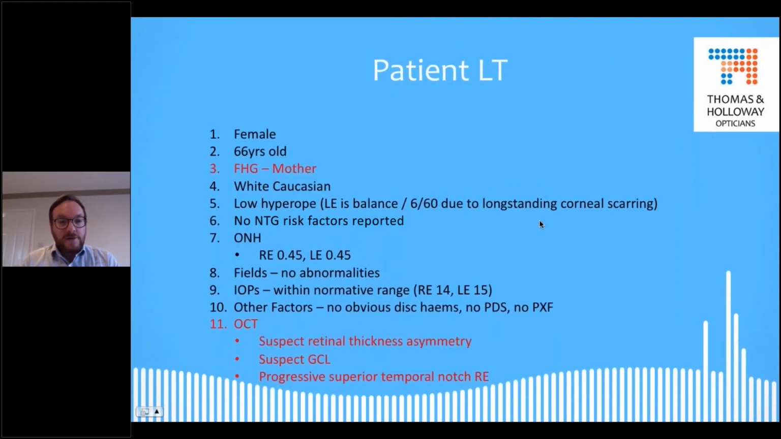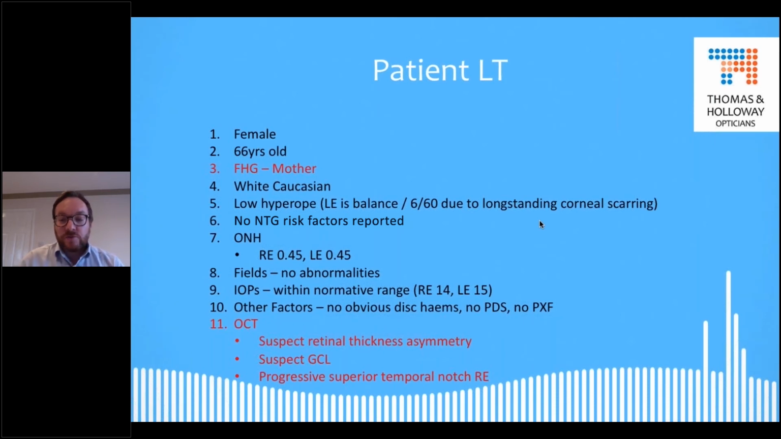So again, if we take away point 11 on this particular summary slide, what we've really got on the face of it was a 66-year-old patient with a family history of glaucoma from mum. Without OCT, we wouldn't have seen some of those other things, or it would have been a lot more difficult. What OCT has given us again is a suspect retinal thickness asymmetry, a suspect GCL, but most importantly, a progressive superior temporal notch in that right eye, evidenced both by the GCL reduction, the reduction in the RNFL, and also the change in the structure and form using the infrared images and the 3D scans.